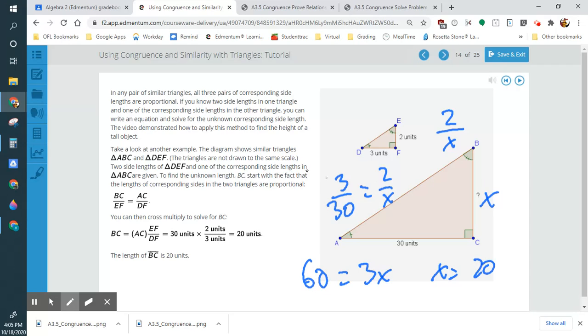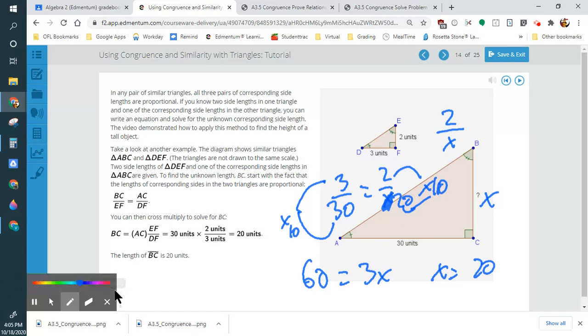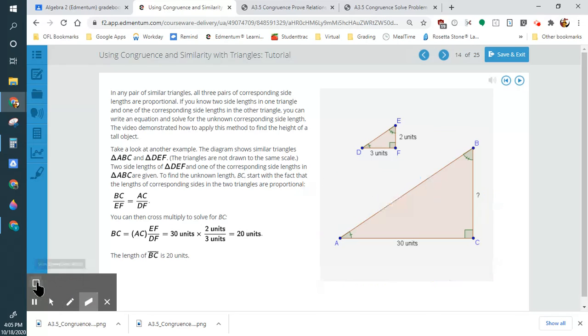Or we can just see, hey, you take this number, multiply it by 10, and you get this. So you can do it by cross multiplication. It's supposed to be a 10. And you find that x equals 20. Because these are similar, they're proportional. The sides are proportional.